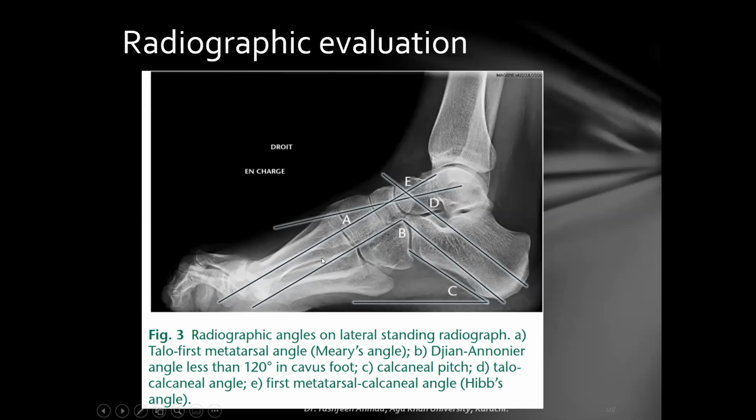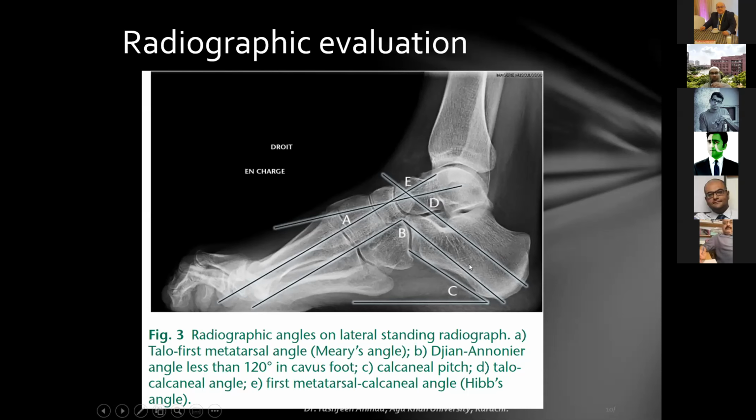Okay, from here, this is the plantar surface of the first metatarsal, and that is the dorsal surface. So that is the first metatarsal. It's shorter than the second one. Okay, so that is the angle of the inclination of the first metatarsal. So this is the Meary's angle. And the calcaneal pitch is something again that we need to note.